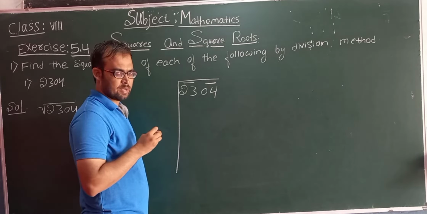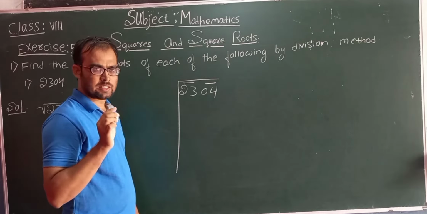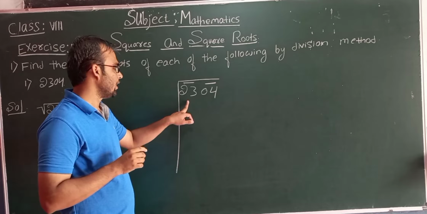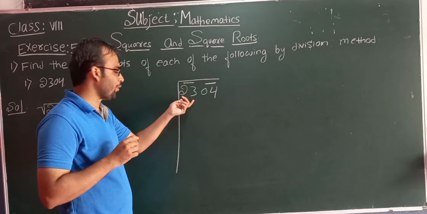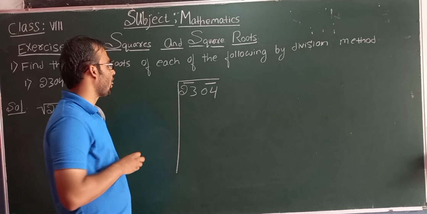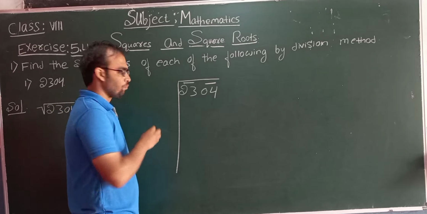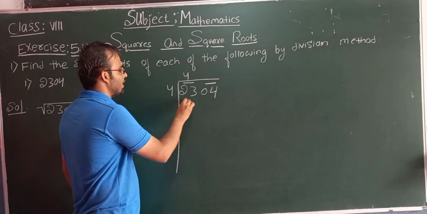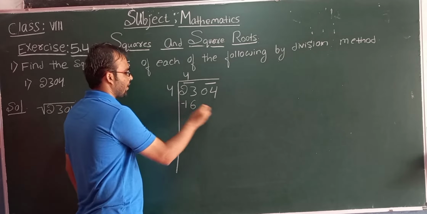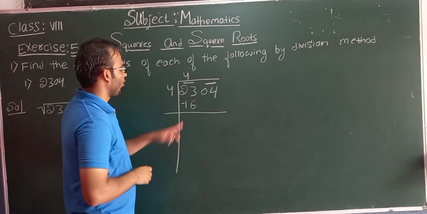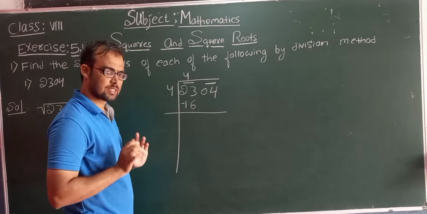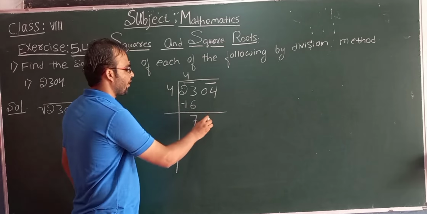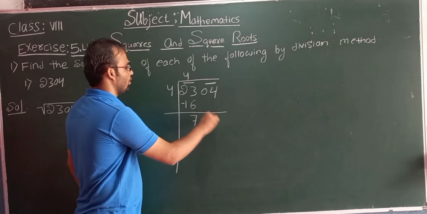Now what is the next step? Take the largest number such that the square of that number is equal to or less than this one. Now you need to consider 23. This will be the dividend. Here which number are you taking? 4. 4 fours are 16, minus. Now 23 minus 16 is what? 7. Now bring down these two numbers, 0, 4.